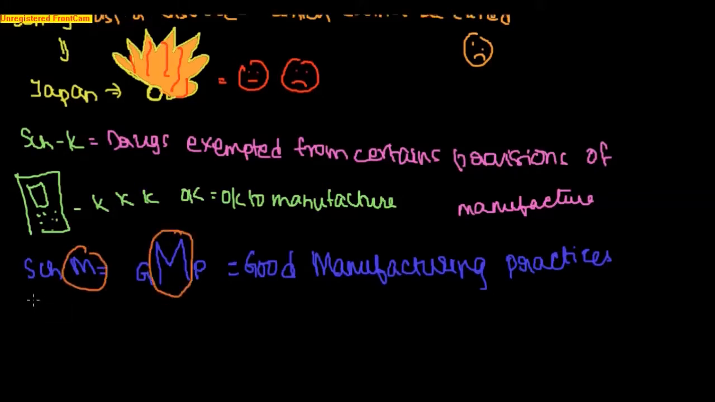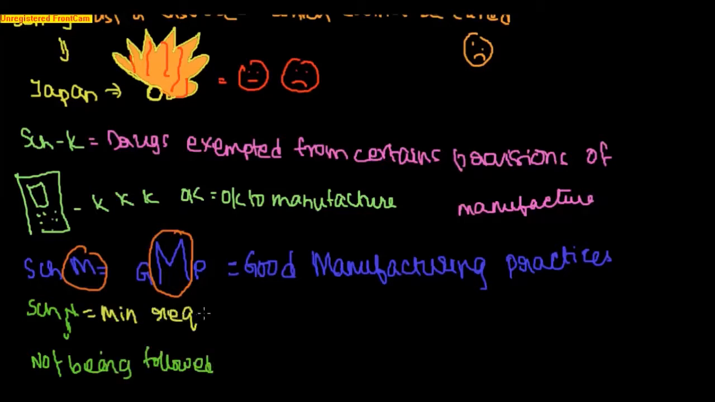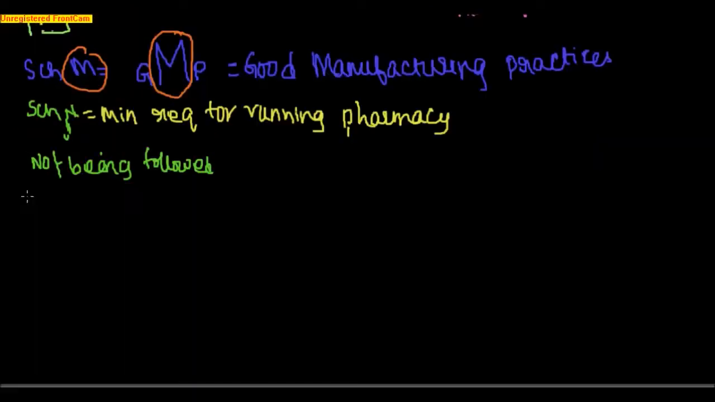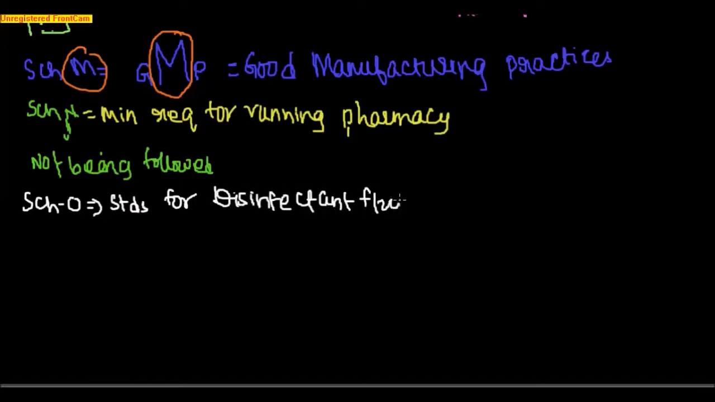And the next schedule is Schedule N. This is the schedule which is not being followed. I mean, no offense to the people who follow it. Schedule N is minimum requirements for running a pharmacy. There are pharmacies without a refrigerator or air conditioner. And the next is Schedule O, which is standards for disinfectant fluids. Commonly used household disinfectants are Dettol, Lysol. They all have the letter O in them.